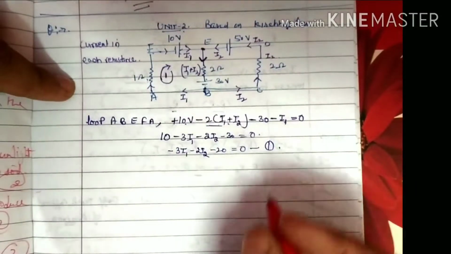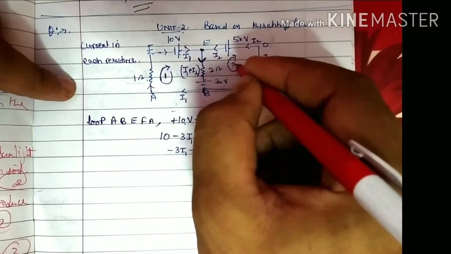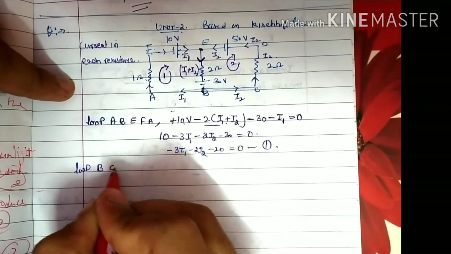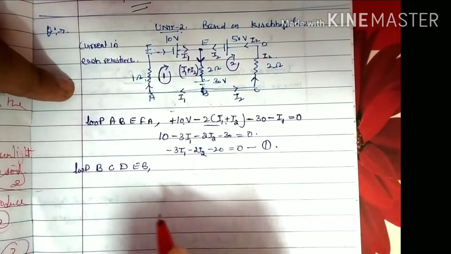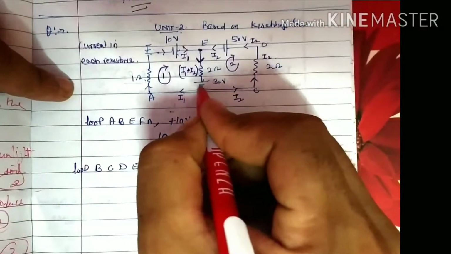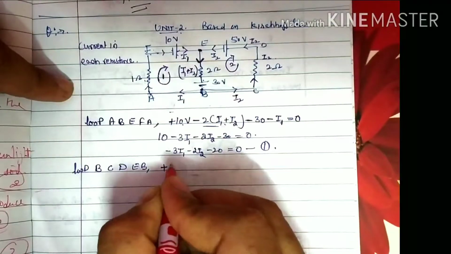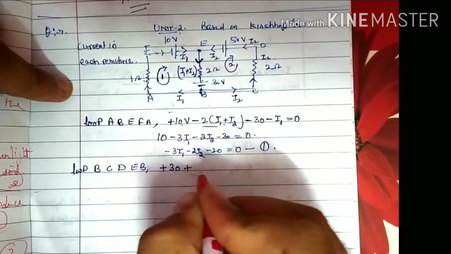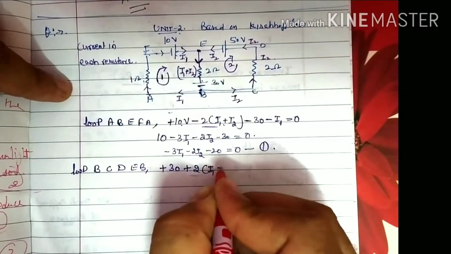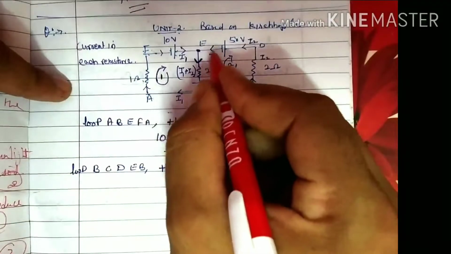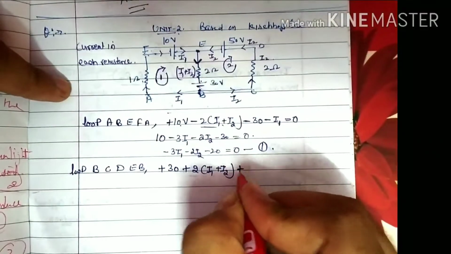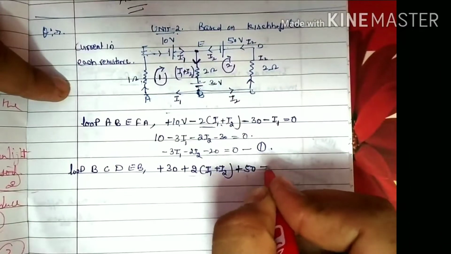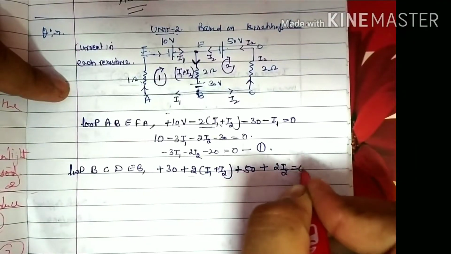Okay, now the second loop. This is our second loop, loop B, C, D, E, B. So this is our direction of traversal. We are going to start from this cell, so that is plus 30 volt. We are going in this direction, current is in this direction, then plus 2 times (I1 plus I2), then low to high potential plus 50, current in this direction, we are going opposite, then plus 2I2 is equal to 0.